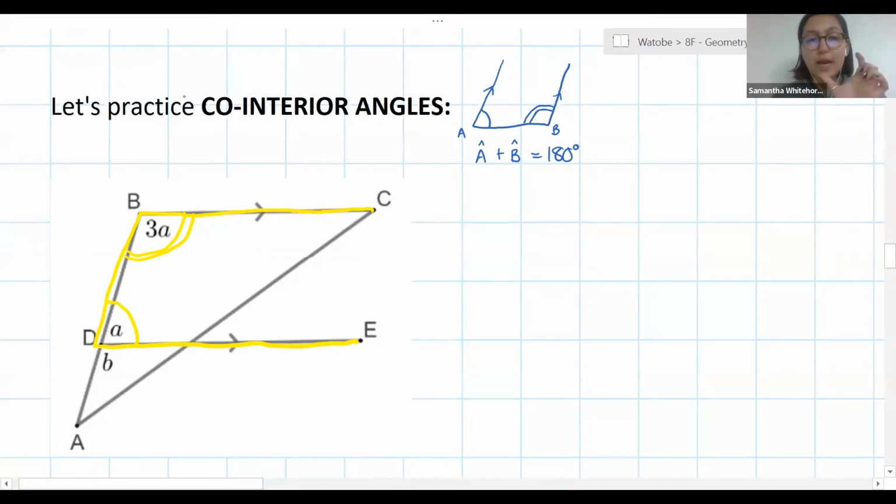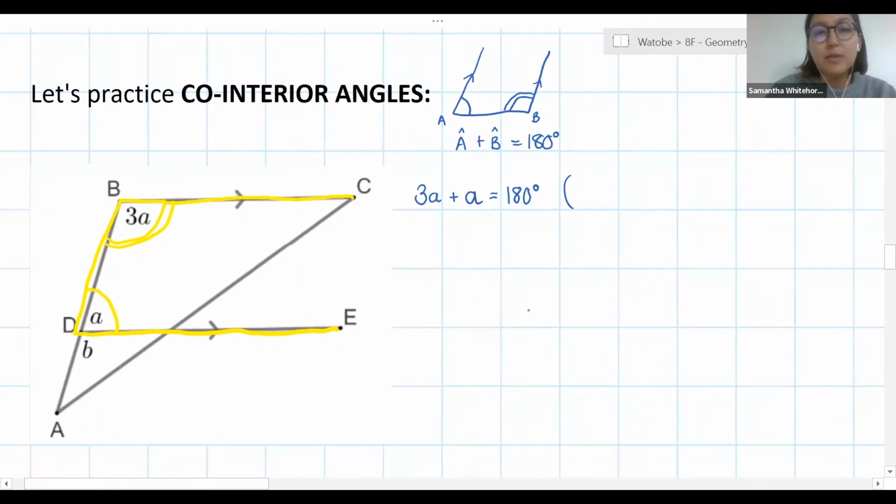So we know when we add those interior angles together, they should give us 180 degrees. So we can start to set up our equation for ourselves. Like I said, I know that 3A plus A must give me 180. And so I've set up an equation where I can now start to solve for my unknown, so solve for A.